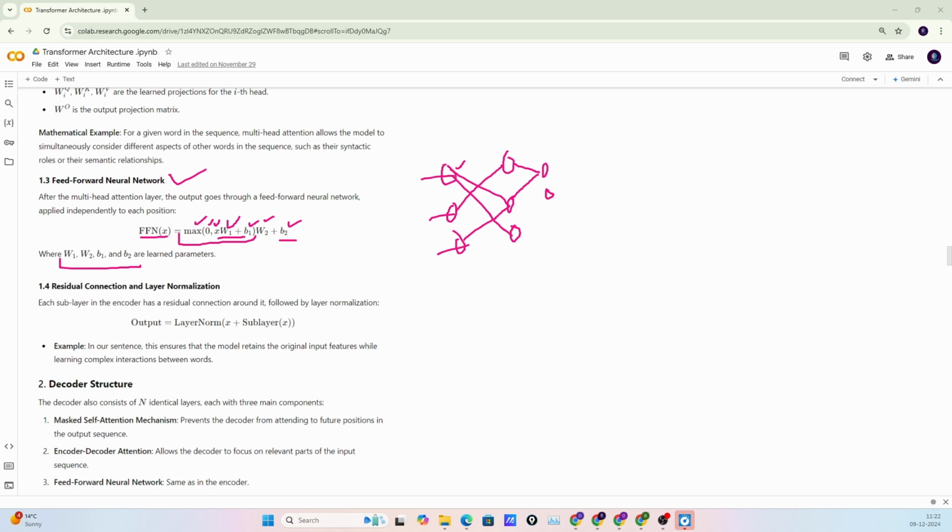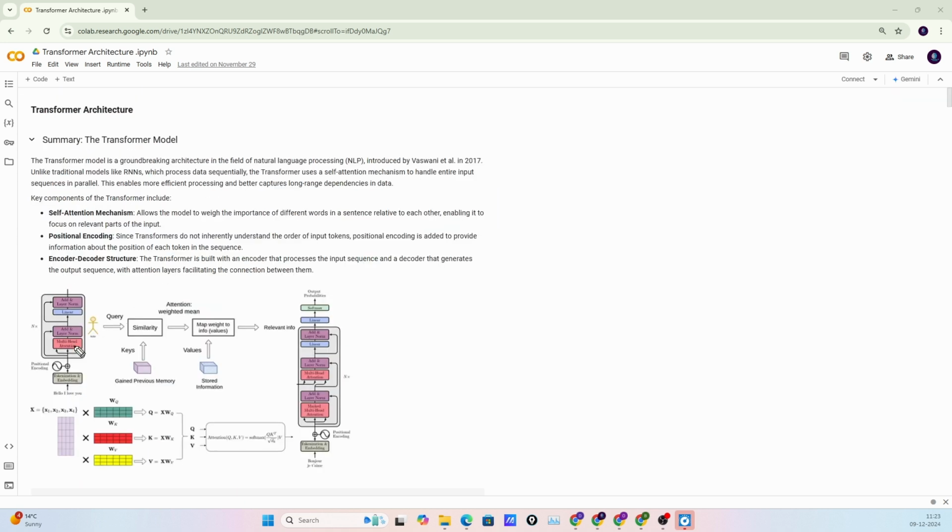And then we have the residual connection. The residual connections are these connections here and here also, and similarly in the decoder part we have the residual connection. Let me explain this. The residual connection passes the original information, the original input, to the next layer.